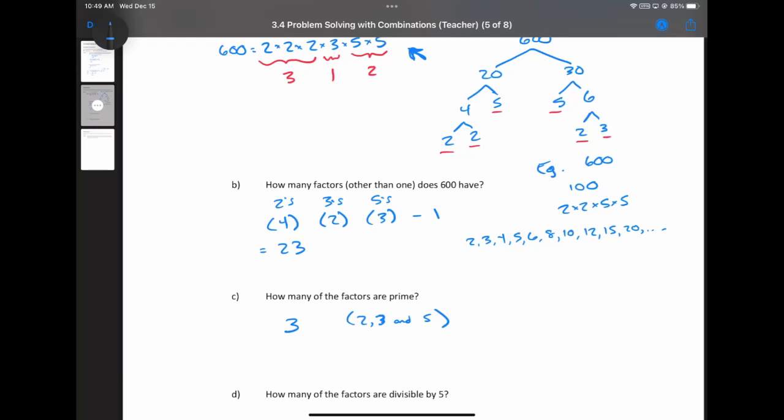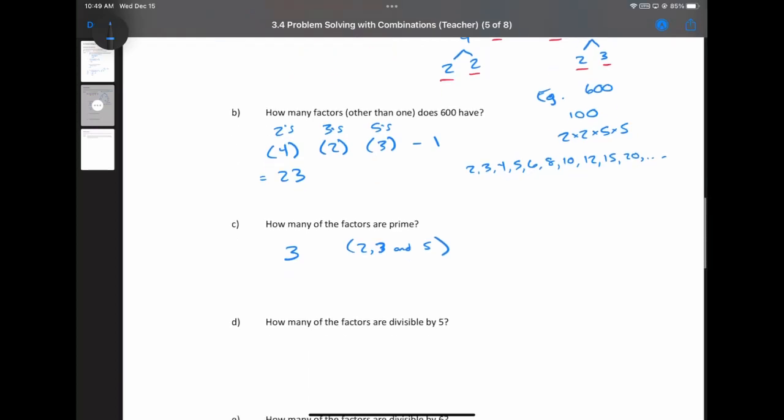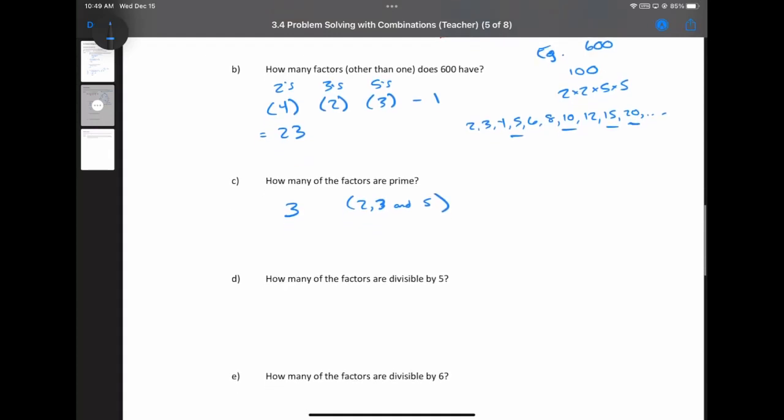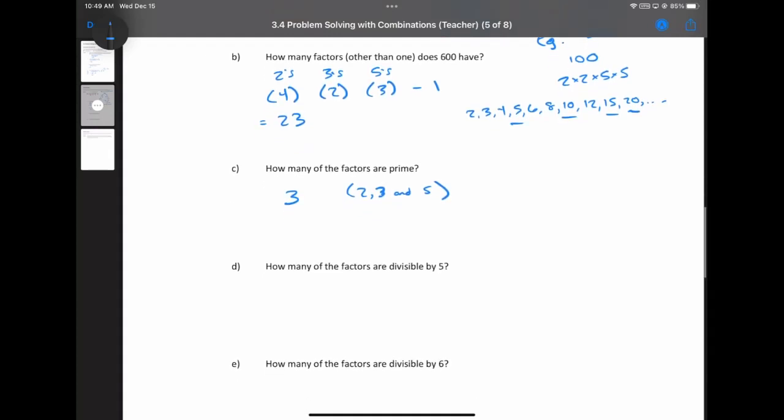How many of the factors are divisible by 5? So again, going back to the list I partially made, 5 was divisible by 5, so was 10 and 15 and 20 and so on. So a bunch of them are divisible by 5. But what does that mean in context of our question? Like, how does that relate back to the numbers we got? Well, this is no different than saying we have to have at least one yellow gumball. Except in this case, what we're saying is we have to have at least one 5. If there is no factor of 5 in it, it won't be divisible by 5.